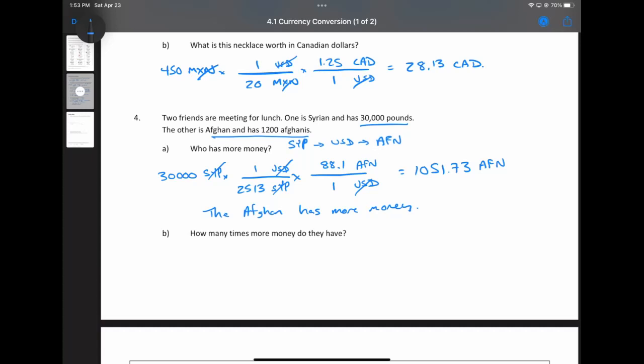How many times more money do they have? Okay, this isn't a unit conversion. This is just saying, does he have twice as much? Does he have 1.5 times as much? And the way to do that is actually just to do a quick division. The Afghan has 1,200 units. The Syrian has 1,051.73. Just do that quick division. 1,200 divided by 1,051.73 gives us approximately 1.14 times as much. And since we're masters of percent, we could also say they have 114% as much. And that's about it.